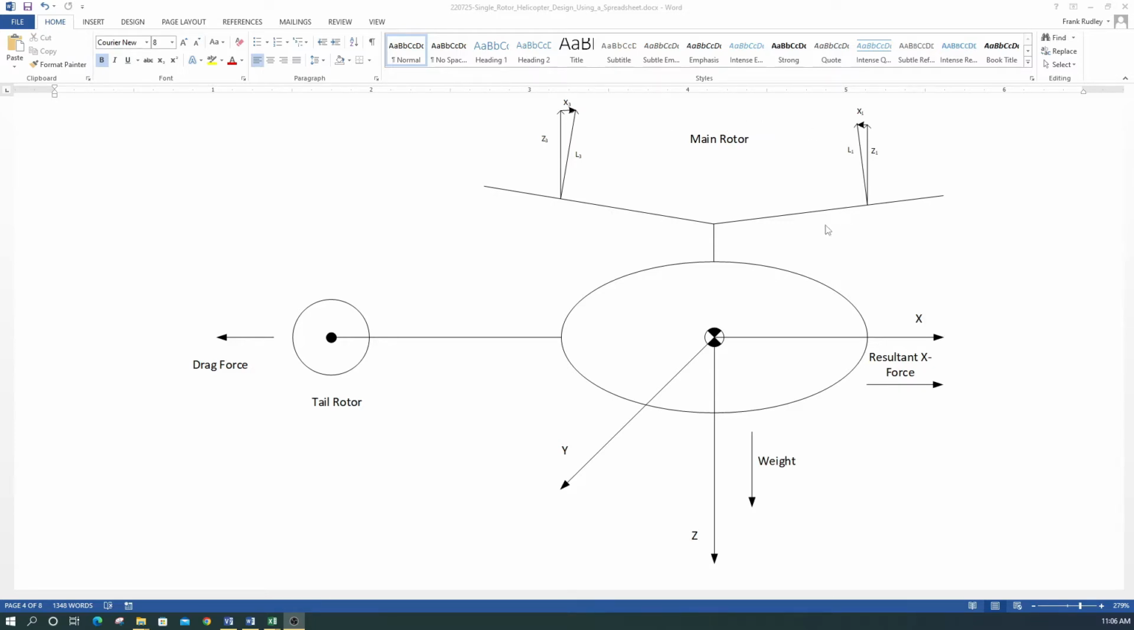So this is done through the swash plate, and we'll look at the details of that in our spreadsheets pretty soon. I'm just going through kind of the physics of it. So there's going to be a resultant X force that's going to be able to move this forward, but we also have a drag force. So in our analysis, we want to make sure that we can generate enough resultant X force to overcome the drag force. If we can do that, then it's a good design. If we can't, then we're stuck and we can't move the helicopter forward.